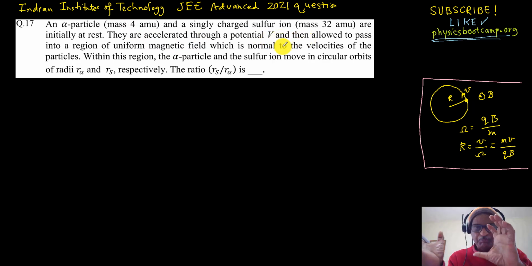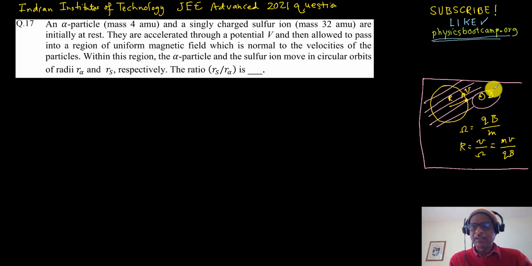so they're going to pick up some speed, and then they will go into a region of uniform magnetic field like this. This area is all uniform magnetic field B, and then they're going to make a circular motion. Either it's going to be this way or that way. So let's see which way it's going to be.